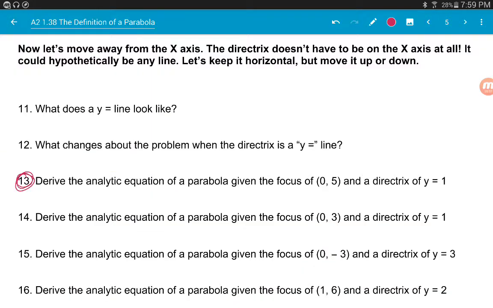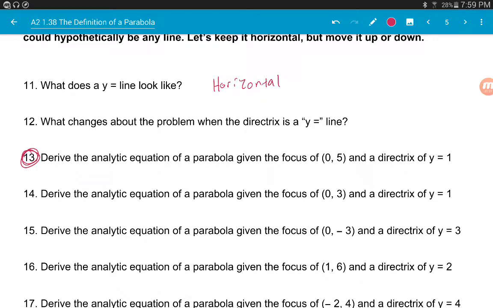Okay, so a y equals line is horizontal, meaning sideways. And what changes about the problem when the directrix is a y equals line? We end up with the distance formula still, so we end up with the square root of whatever, but it's not equal to y. It's equal to something different now. So let me show you an example, and then I'll explain what the rules are. You could just skip to the end of the question if all you're looking for is the rules.